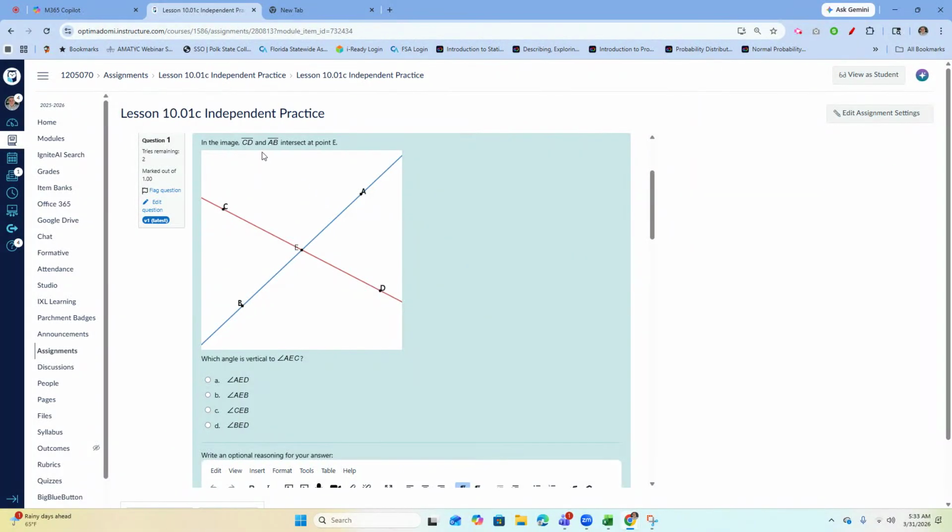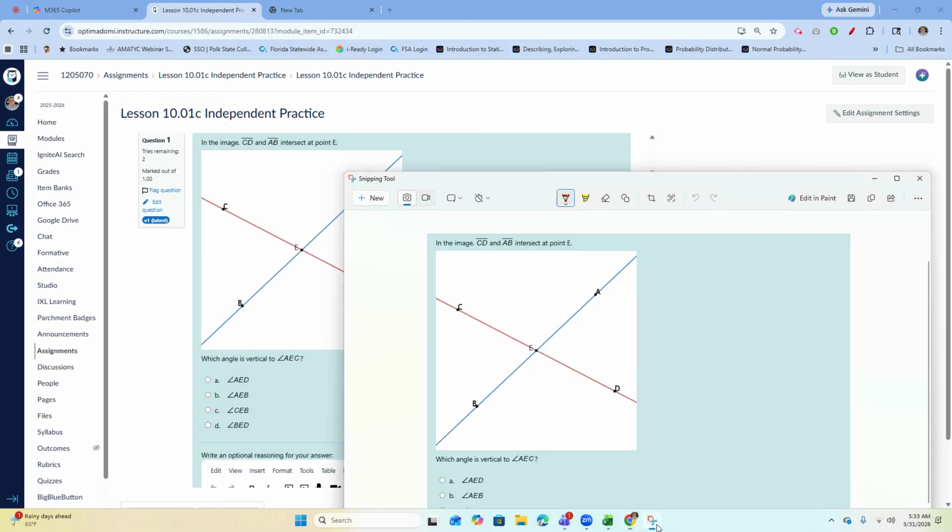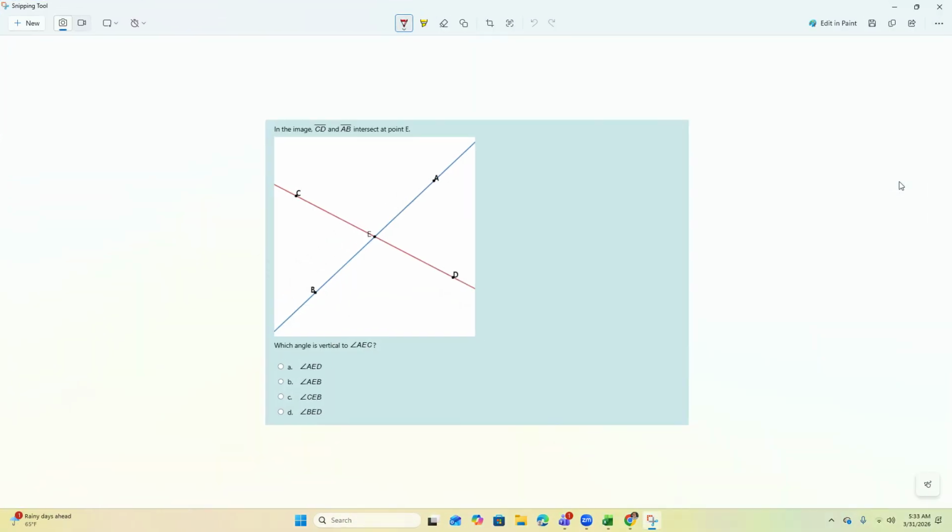All right, here is the video for lesson 10.01C, independent practice. What we are working on here is called vertical angles. That's the name of this lesson, vertical angles.